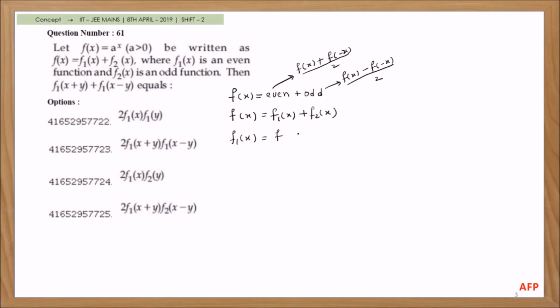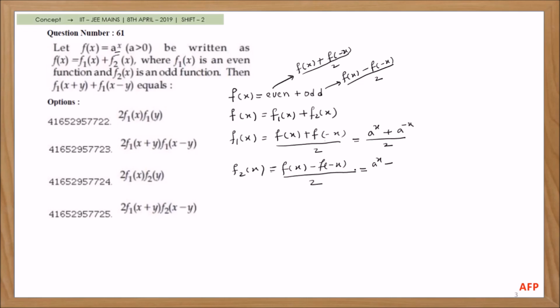f1(x) is an even function, so it can be written in terms of f(x) and f(−x): f1(x) = (f(x) + f(−x))/2. f2(x) = (f(x) − f(−x))/2. So the first function is even, and the second function is odd. f(x) can be written as a^x, plus f(−x) written as a^(−x), divided by 2. Next, f2(x) is a^x minus a^(−x), divided by 2.